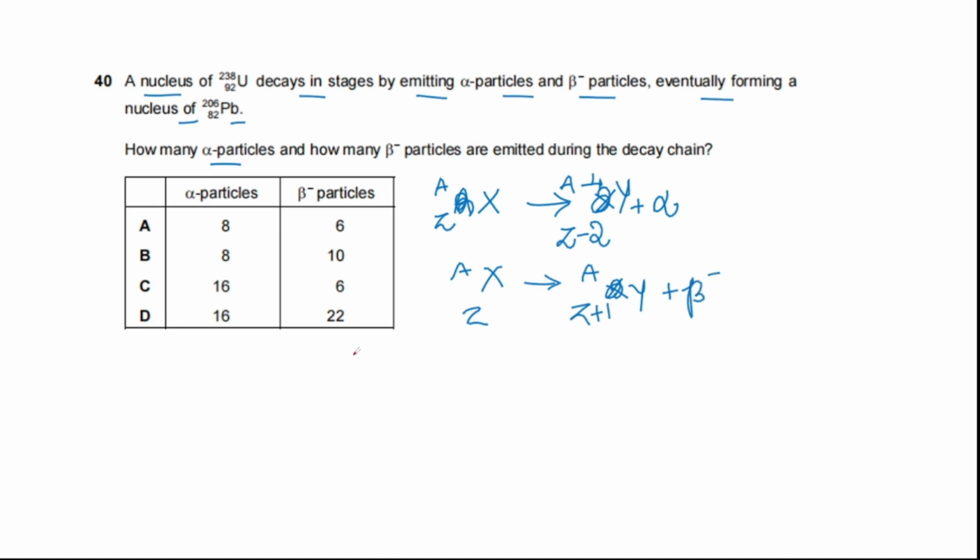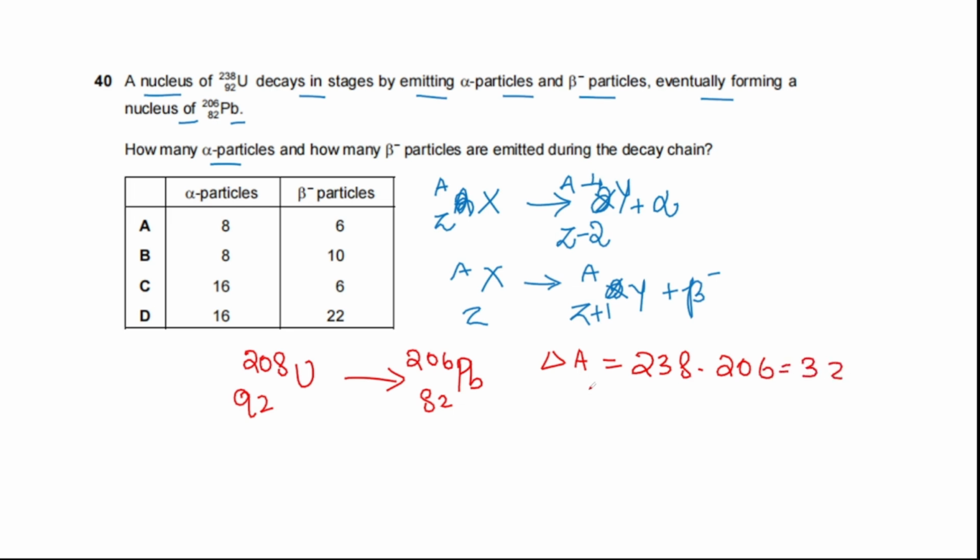So we can find out how many alpha particles are emitted first. Since there is a change in the mass from uranium-238 with 92 protons to lead-206 with 82, the change in the mass number is 238 minus 206, which is equal to 32. Since each alpha particle decreases it by 4, we can find the number of alpha particles by dividing 32 by 4, and that is equal to 8. So there are 8 alpha particles emitted.